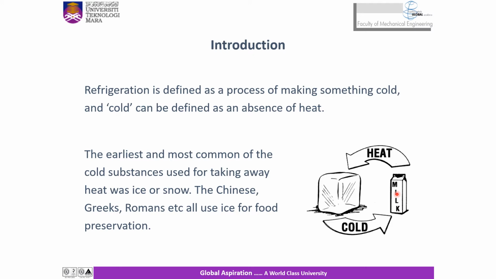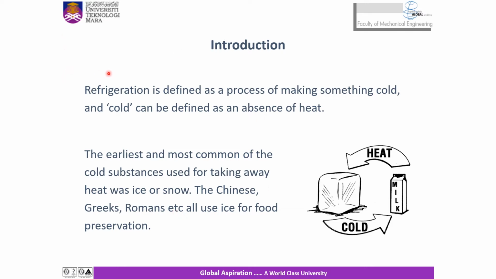So let's do some history on refrigeration. The earliest and most common cold substance used for taking away heat was ice and snow. In Malaysia, we don't get ice or snow, but in cold climate countries during winter they get a lot of ice or snow. In some countries like Iran, they used to collect snow during winter and keep it underground, and then use it in the summer for food preservation. The Chinese, Greeks, Romans, etc., have all used ice for food preservation.